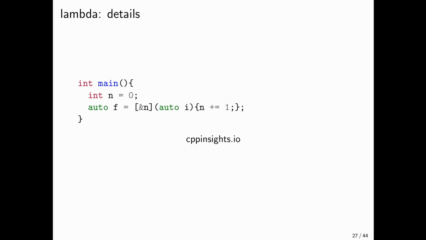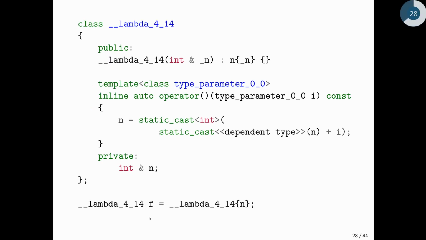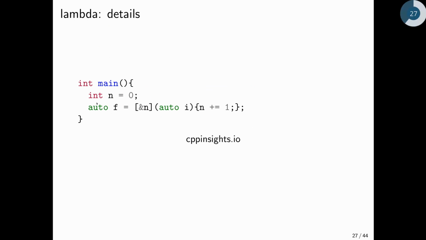So in this case, what's the value of F? You don't know. That's why you need to use an auto. I mean, if I roll it out through CPP Insights, the value of F would be this generated class. The class is generated by the compiler, so the programmer cannot know. That's why you use the auto here.